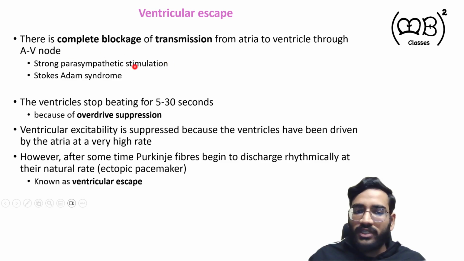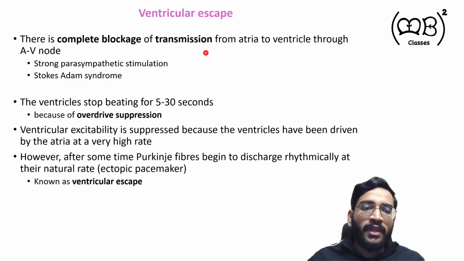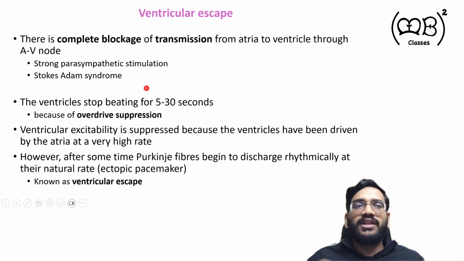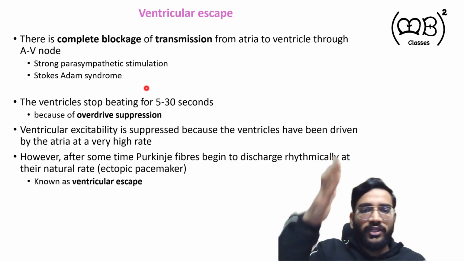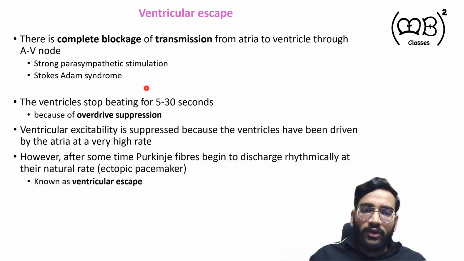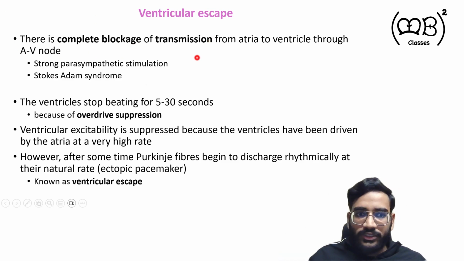If there is a strong parasympathetic stimulation, it can completely block the transmission of impulses from the SA node to the AV node. Or in Stokes-Adams syndrome, there is partial ischemia of the conduction pathway or the internodal pathways. That can also lead to complete blockage of transmission.